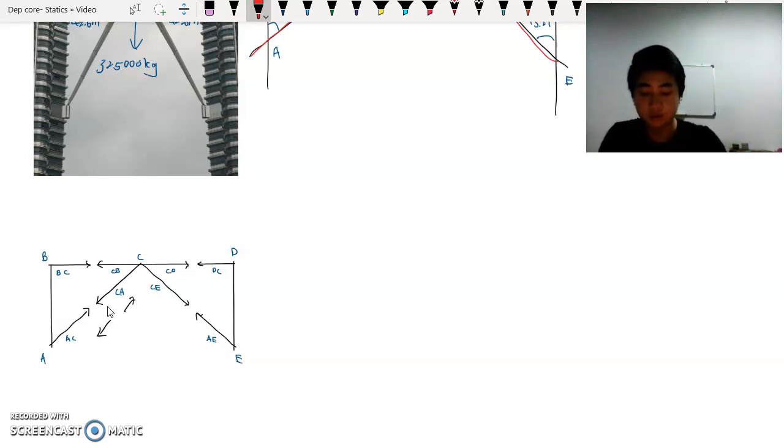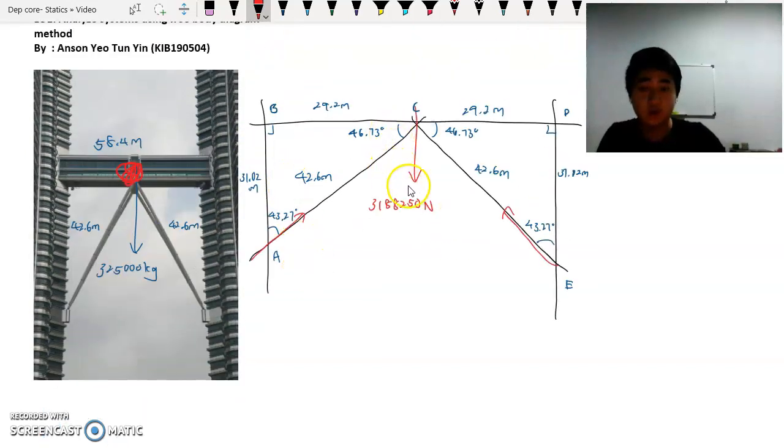So that's all for the free body diagram part of the structure. Next, Far East will explain using the equilibrium method to find the values of the forces at points A and E, which cancel out the weight of the bridge.